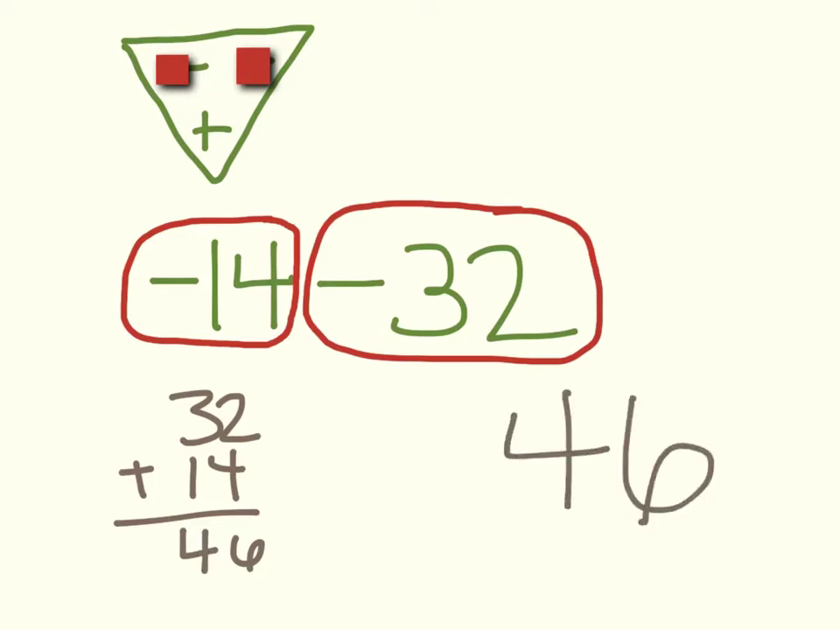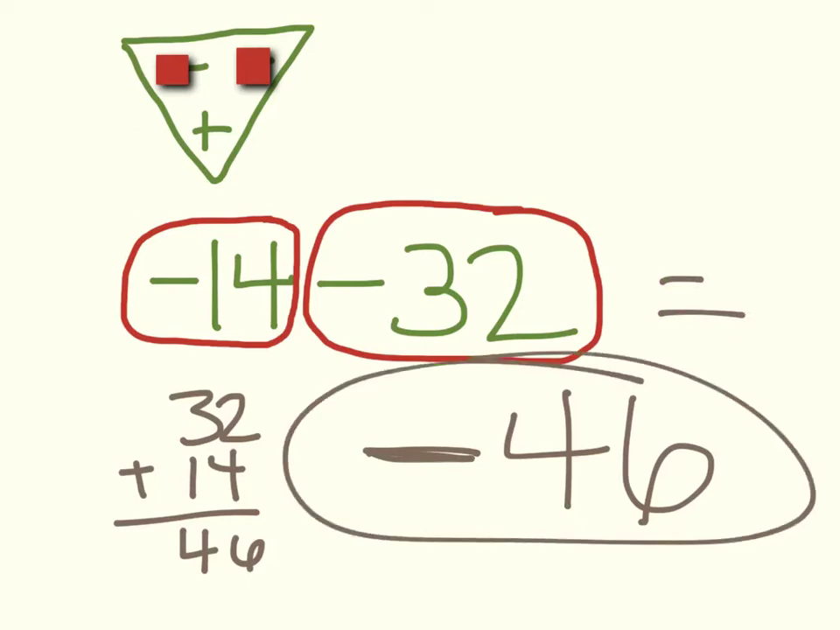Now what we have to do is keep the sign. So we have -14 and -32. The -32 has the bigger absolute value. It's the bigger number, so we're going to keep that minus sign in our problem. So our answer then is -46.